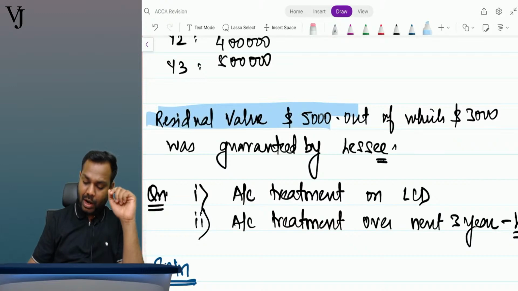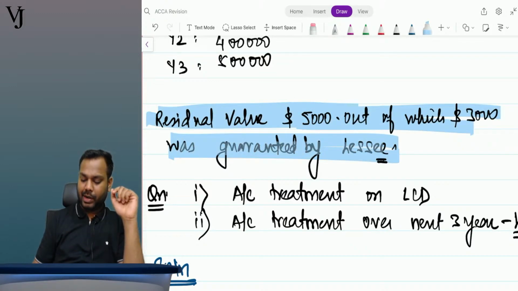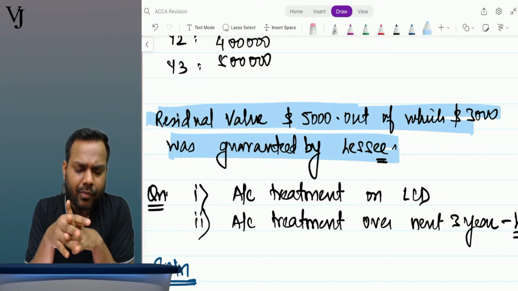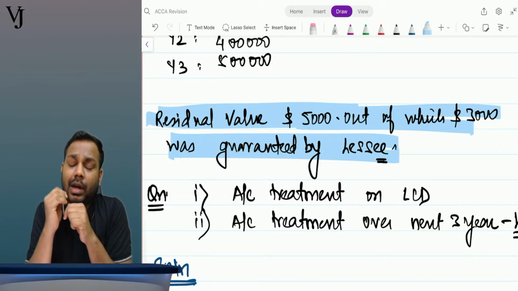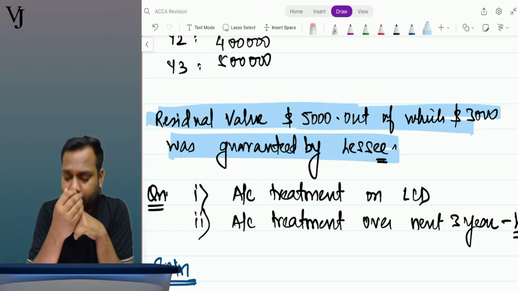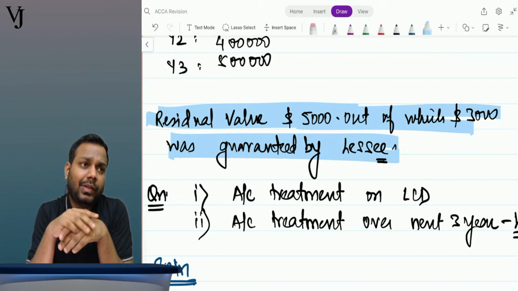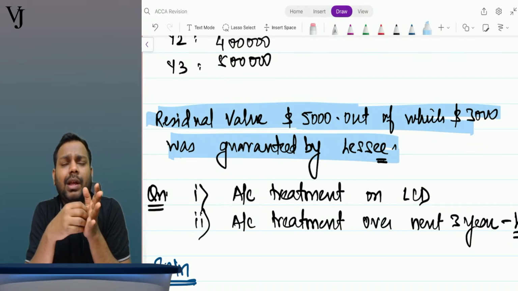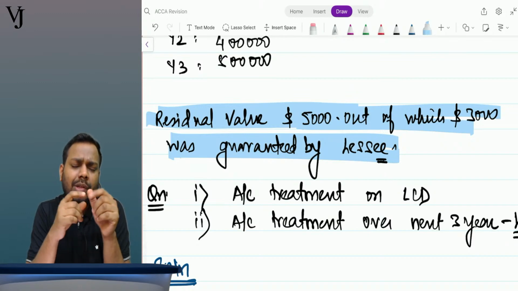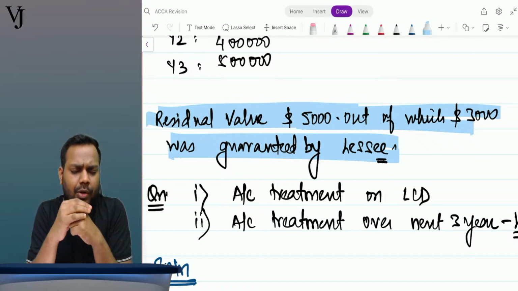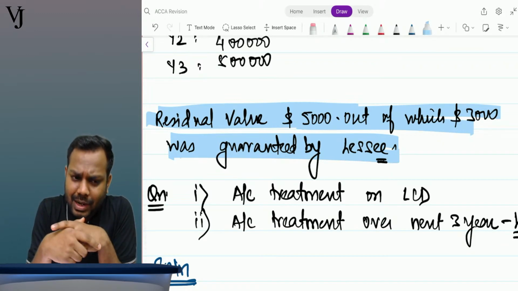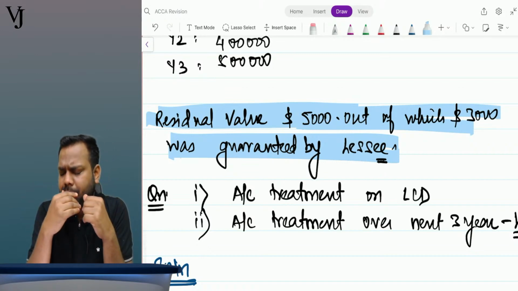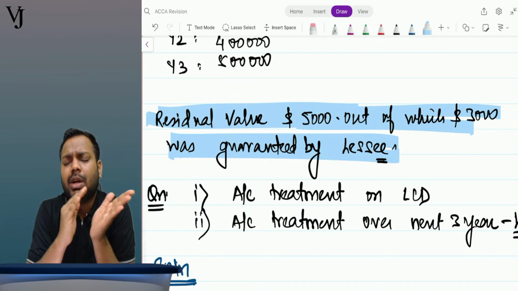Residual value is 5,000, out of which 3,000 is guaranteed by the lessor. Understand? You have taken a machine on rental. Now the lessor asks you to pay 10,000 per annum, and you say okay, fine, I will pay. The lessor says that from this asset, ideally I should get a residual value of 5,000, but since I am giving the asset to you, I will get a lesser residual value. So you have to give me 2,000 out of residual value, because it is a loss for me. Sorry, not 2,000, you have to give 3,000 to the lessor.